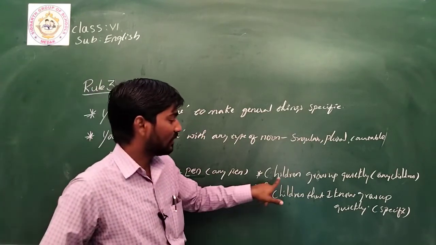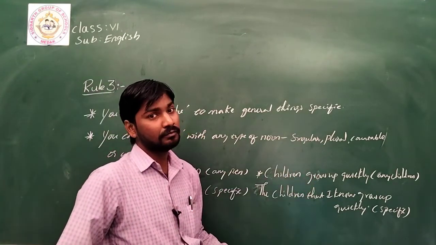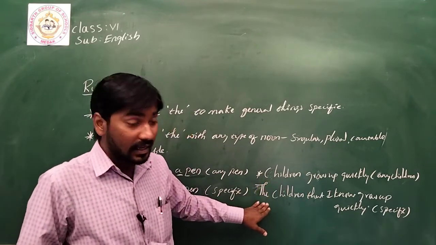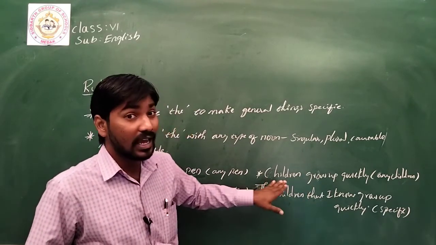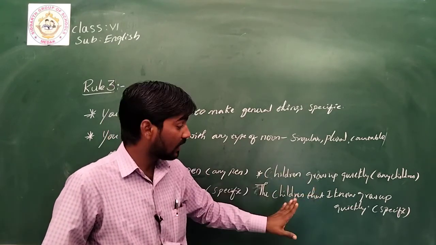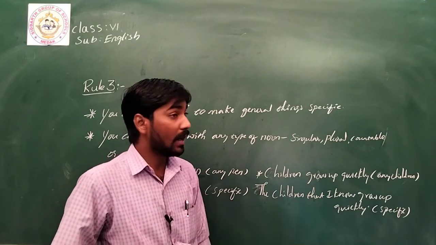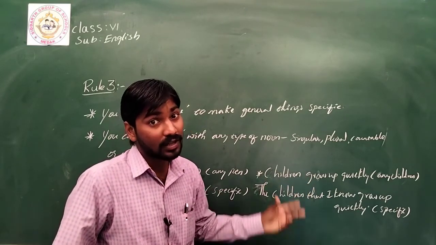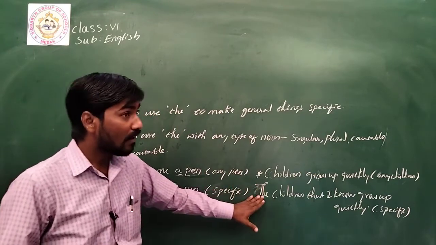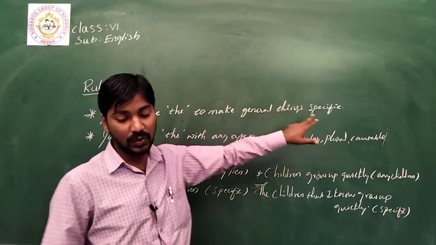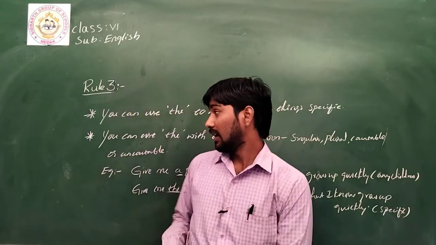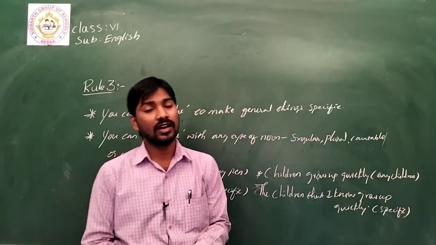So here's the example. Children grow up quickly. Which children? Any common children grow up. But when we use the word the, this the makes a particular children, means specified children. Which children? The children that I know grew up quickly. Means I'm talking about the children whom I know, they grow up quickly. So the makes general things into specific things. That will be the difference between a, an and the.